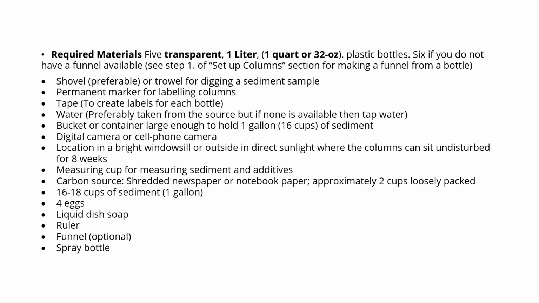Next, you're going to need a measuring cup. You're going to have to measure 1 cup at a time of the sediment and have additives added as well. And to some of the Winogradsky columns, you're going to add a carbon source. This carbon source is going to be shredded newspaper or notebook paper. What you're going to do is shred it up into fine little pieces of paper. And you're going to need about 2 cups loosely packed worth of this paper.